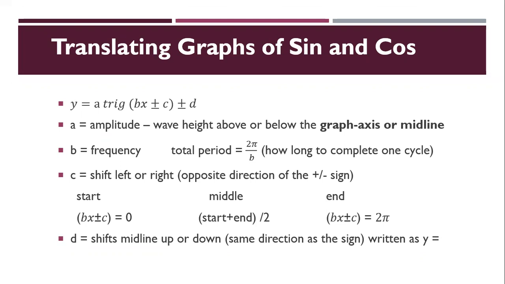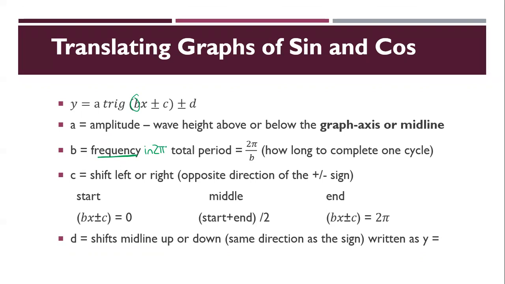Your b value determines the frequency. The frequency is how many waves do I get? So normally we look from 0 to 2 pi. So we're looking in a 2 pi window.